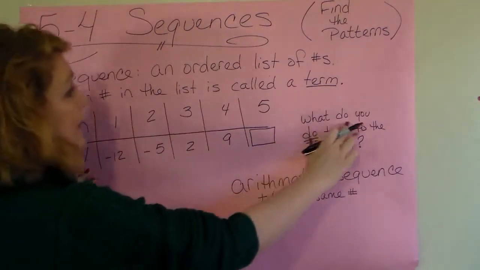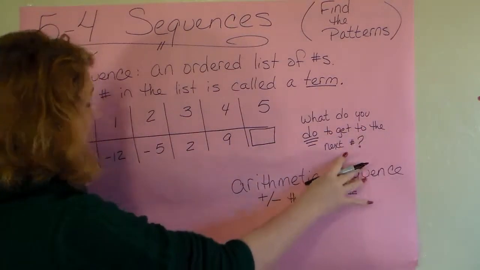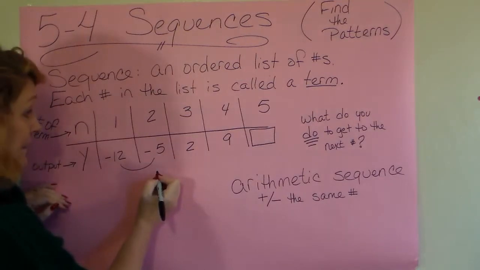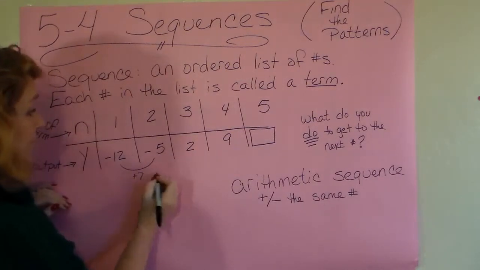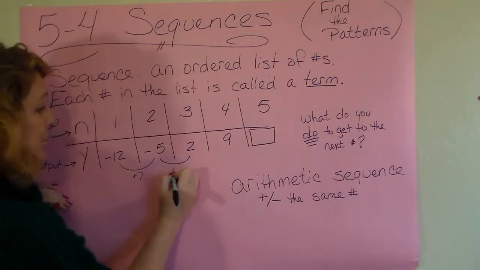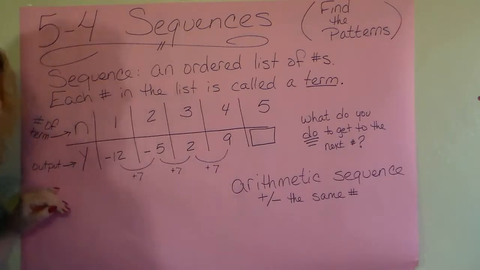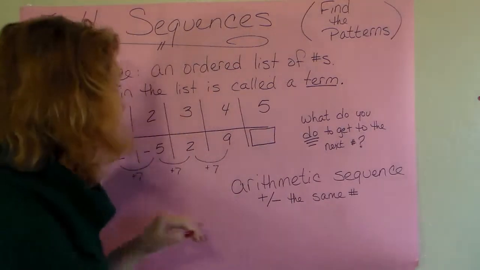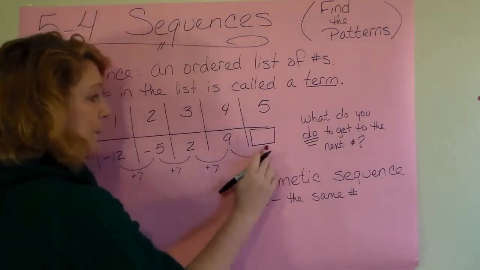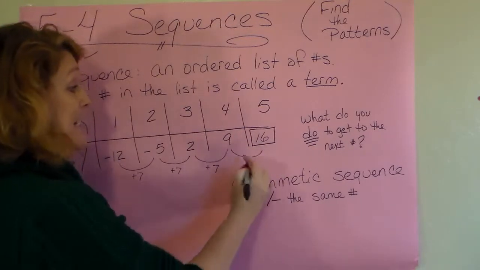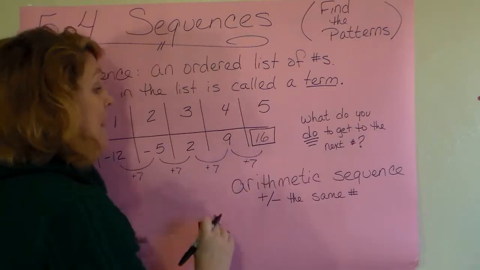So the question is, what do you do to get to the next number? What do I do to get from negative 12 to negative 5? I add 7. And from negative 5 to 2, I add 7. And from 2 to 9, gee, look, I found a pattern. So what's the next number? The next number is easy enough. The next number is 16 because I've added 7.